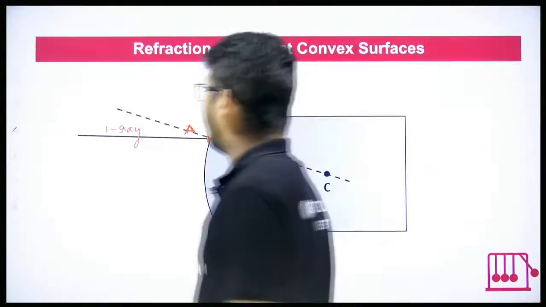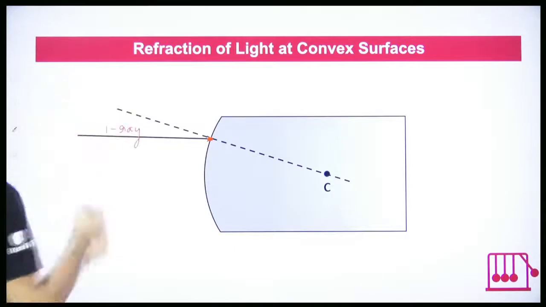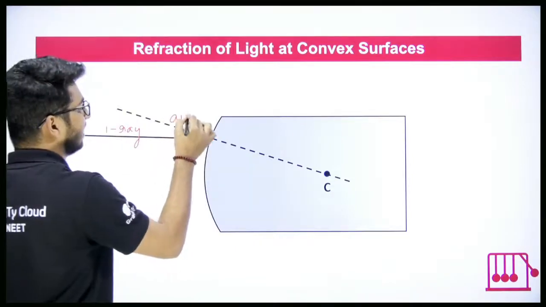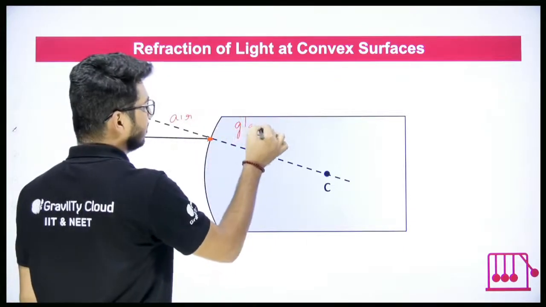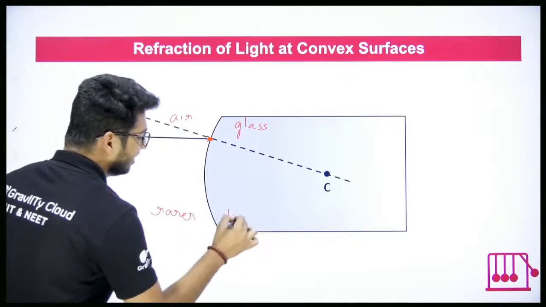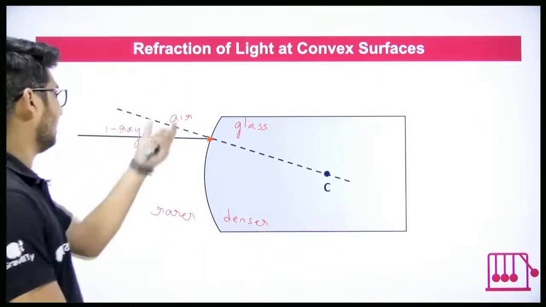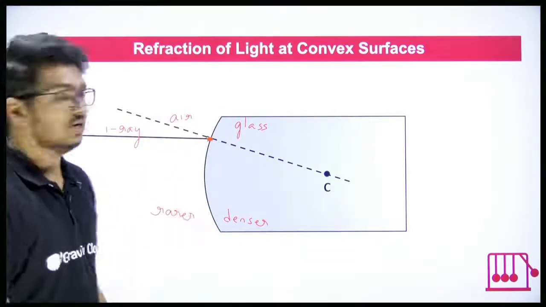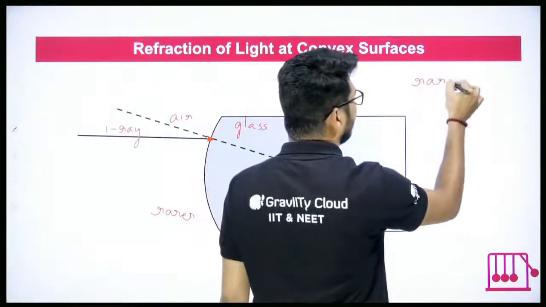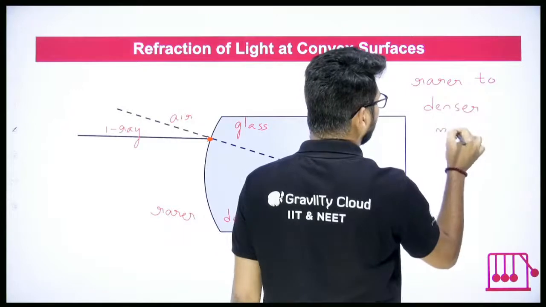And then you have to identify which is the rarer medium and which is the denser medium. Here I have told you we have been taking this case: outside is air, inside is glass. Which means outside is a rarer medium, inside is a denser medium. So here air is rarer, glass is denser. So the ray is going from rarer to denser medium. That is the case that we are discussing. Rarer to denser medium.